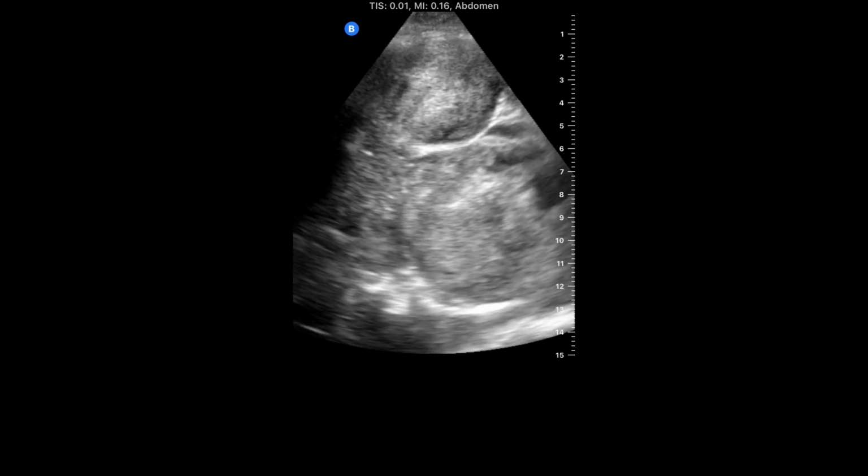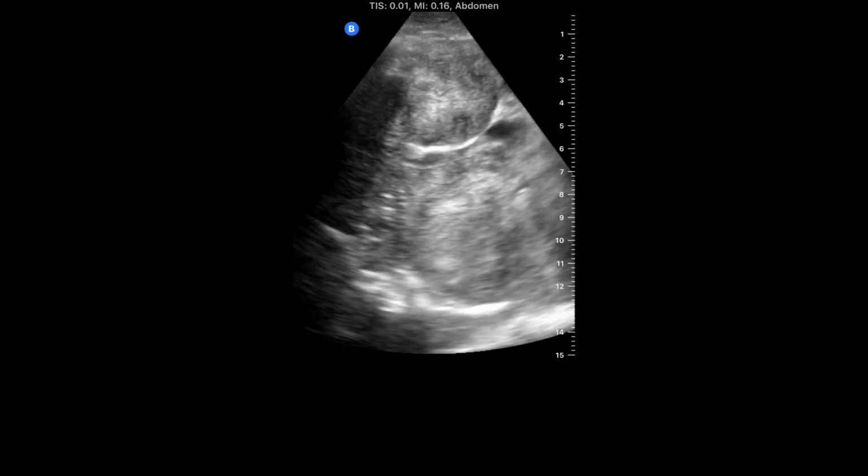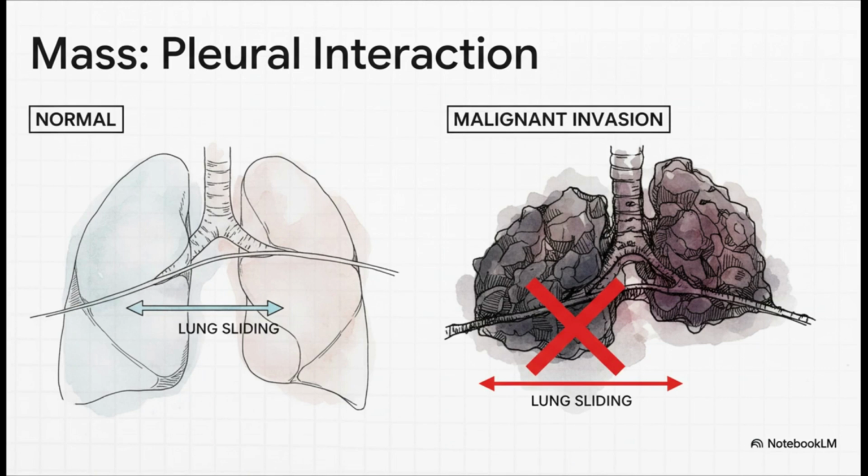Next up, look at how the mass is treating its neighbors. A tumor doesn't just sit there politely, it invades. And you can see this in the pleural line. That clean, bright white line you're used to seeing just disappears. It gets thickened, irregular, or sometimes it's just completely gone. And because that tumor is basically gluing the two layers of the pleura together, you will almost always lose your normal lung sliding right over that spot.